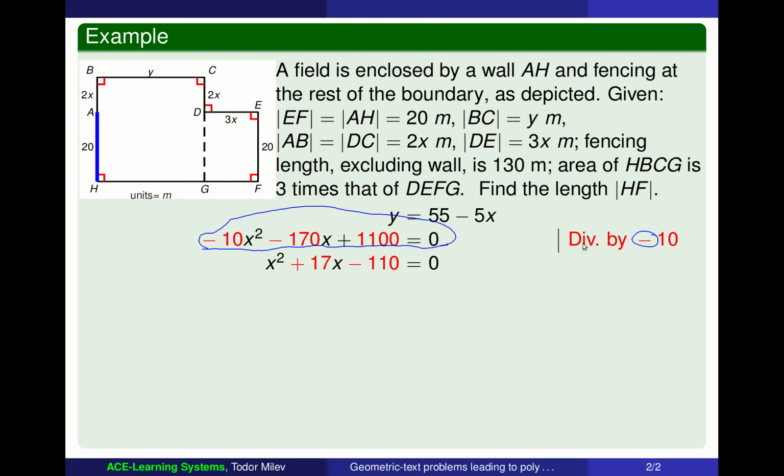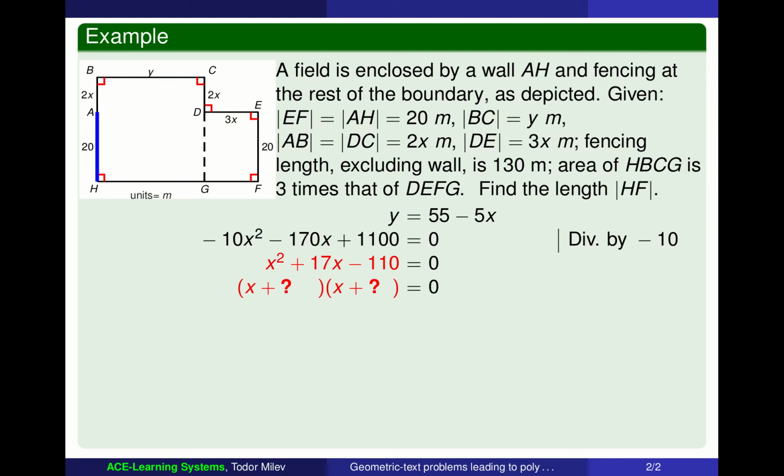So when I divide both sides of an equality by a negative number, I make all minuses into pluses and all pluses into minuses. And of course, when I multiply 0 by negative 1, it remains 0. And when I divide by 10, I'm just eliminating one 0 from each of these terms. So I'm left with x squared plus 17x minus 110. Okay, so now I'm ready to apply the quadratic formula.